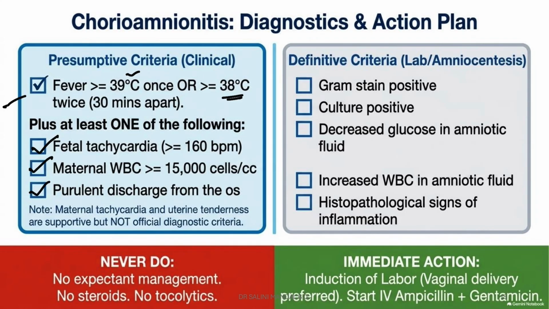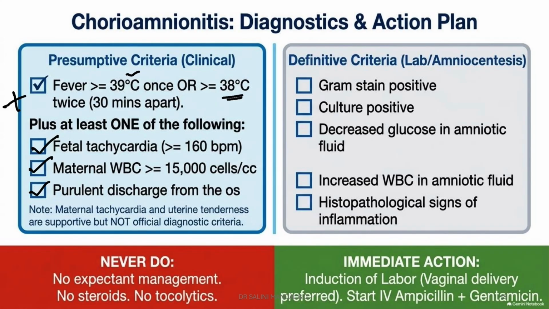So fever is a definitive one, plus either there should be fetal tachycardia, or increased WBCs in the mother, or a purulent discharge from the os. Any one should be there. Apart from that, uterine tenderness can also be there in the case of chorioamnionitis, but that is not diagnostically important for us.